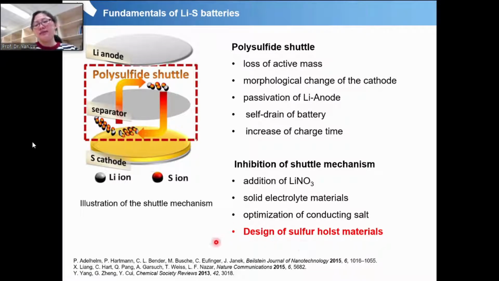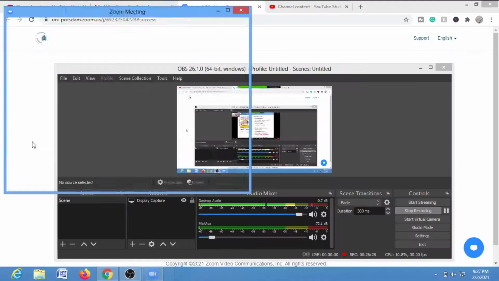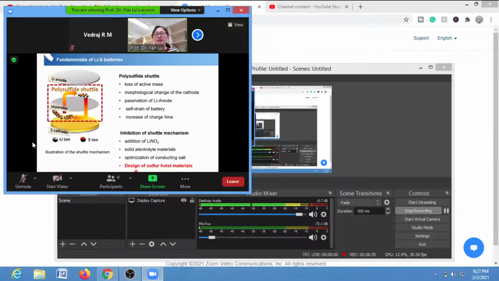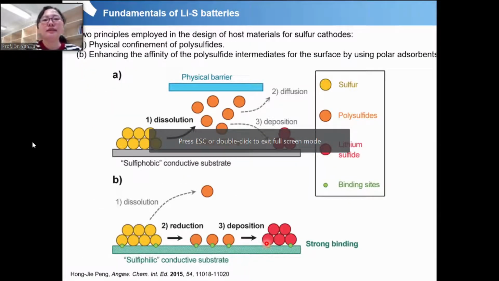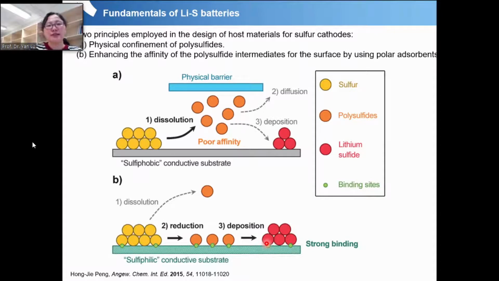And the most favorable method, which is also the main focus of the work on lithium sulfur batteries, lies in the design of sulfur host materials. In this case, you can more efficiently suppress the polysulfide shuttling effect. So that's why, next, we will mainly focus on the sulfur host material: what kind of material we can use for the cathode of lithium sulfur batteries.